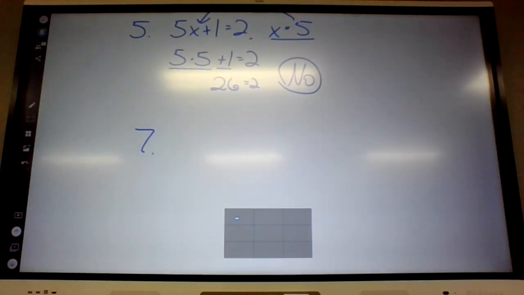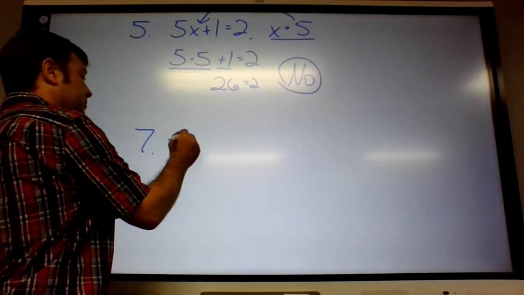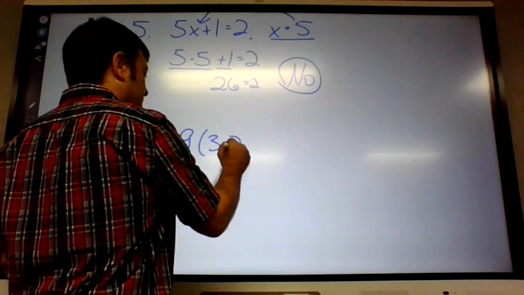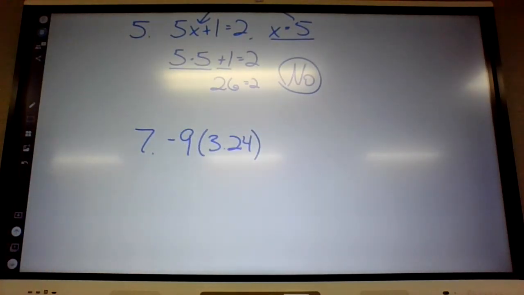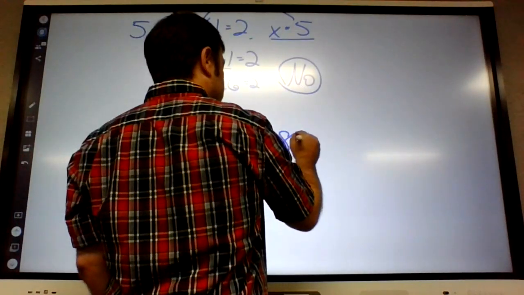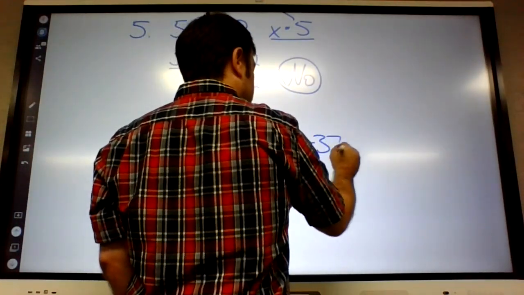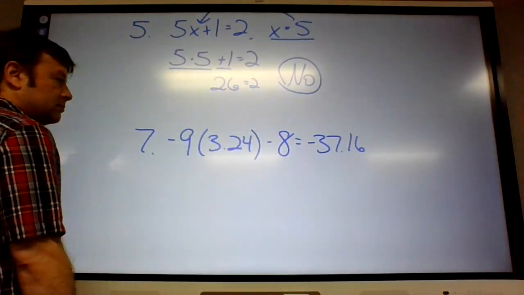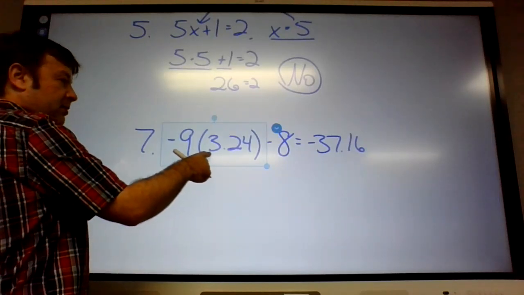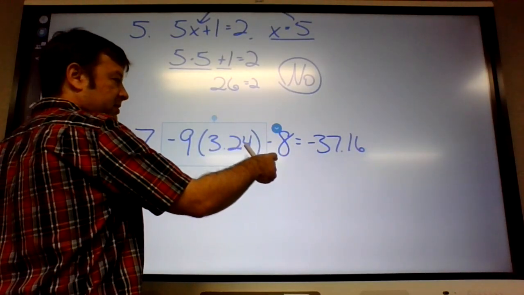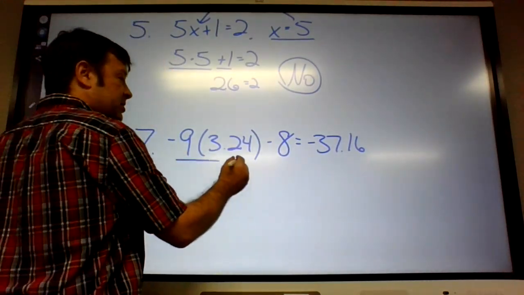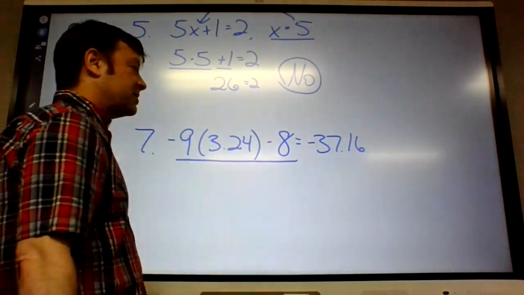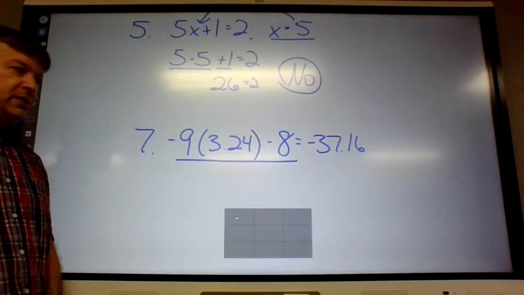Number 7. This time we're plugging in 3.24, which is a bit of a mess for me. E minus 8 equals negative 37.16. This would be a little over negative 28 minus 8, negative 30. Yeah, that seems like it could be right. I'd probably use a calculator. Just plug that in right there and then see if it's the same as what they say. And yeah, it is right.